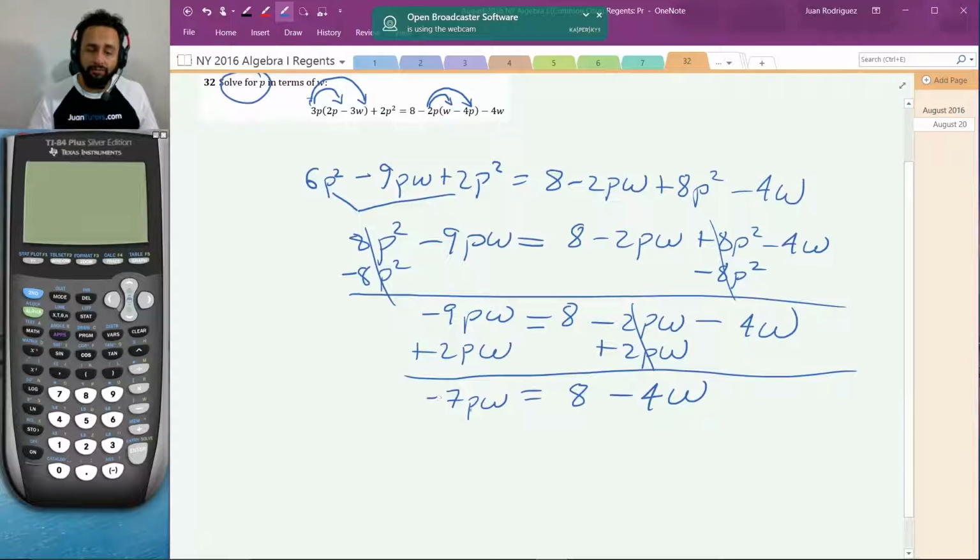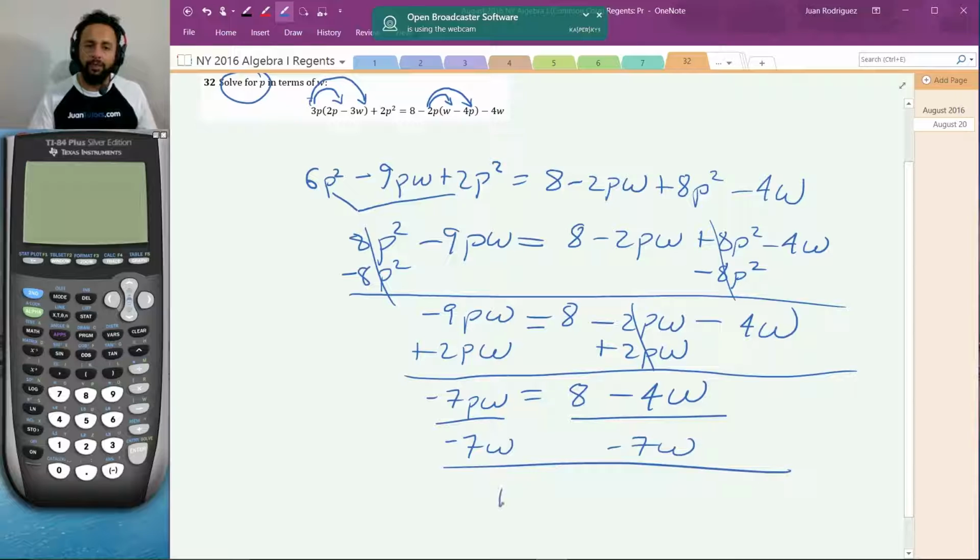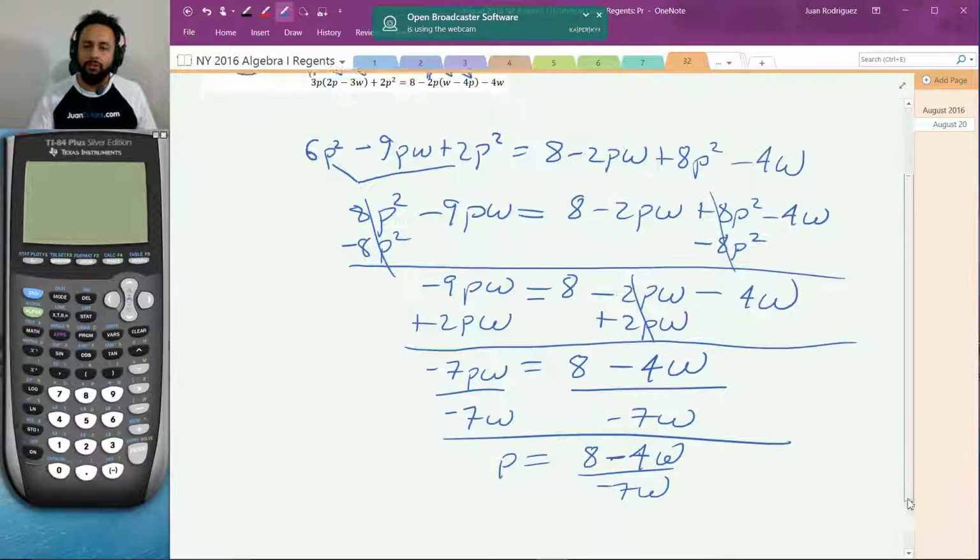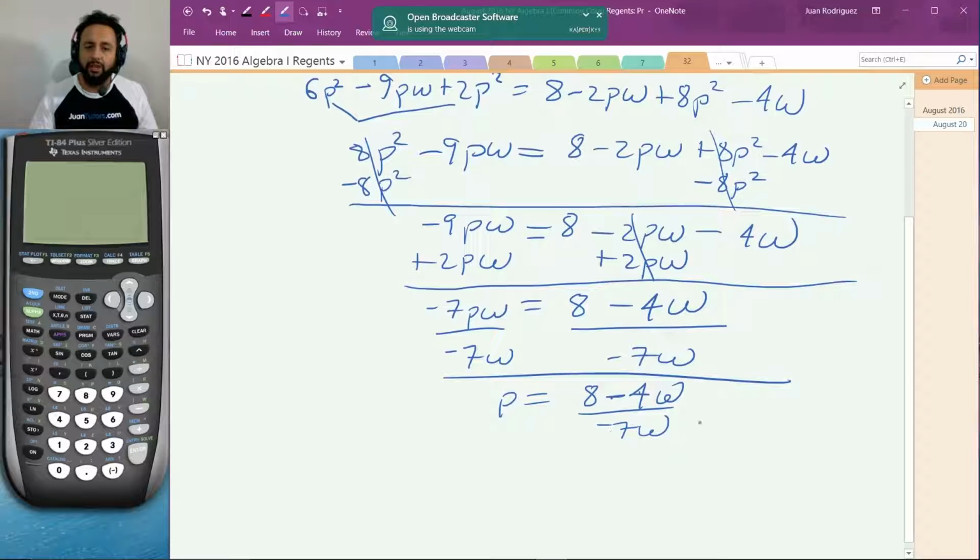And we need to get rid of everything around the p. So we can divide by negative 7w. Divide by negative 7w. And we get p is equal to 8 minus 4w over negative 7w. And some teachers prefer you to not have a negative sign in the denominator. So I'm going to multiply by negative 1, and I get 4w minus 8 over 7w, positive 7w, that's equal to p. Okay, and that is our answer.